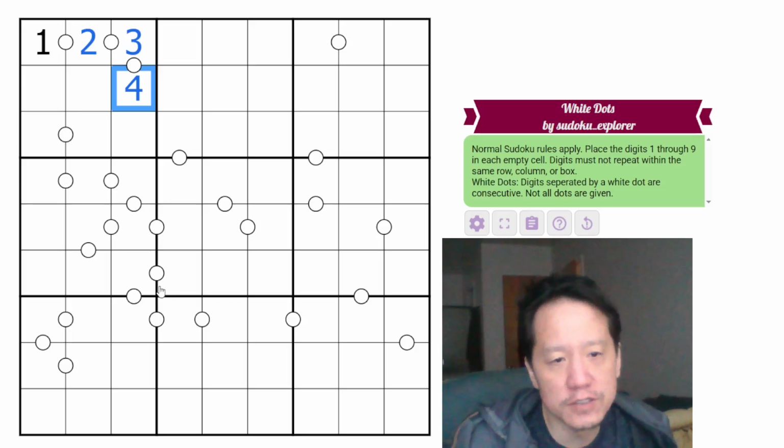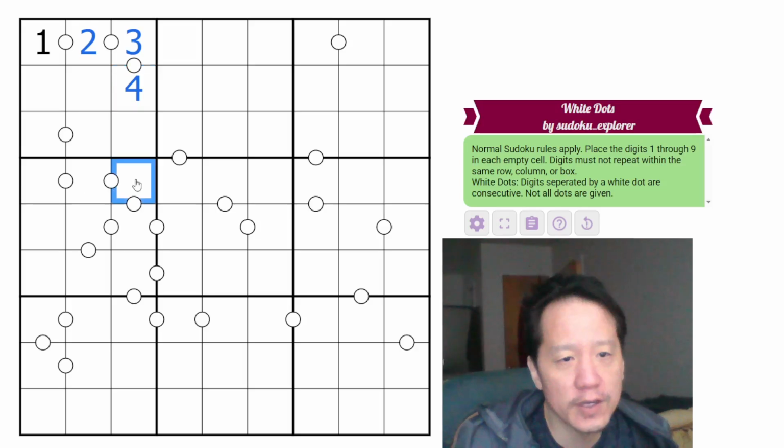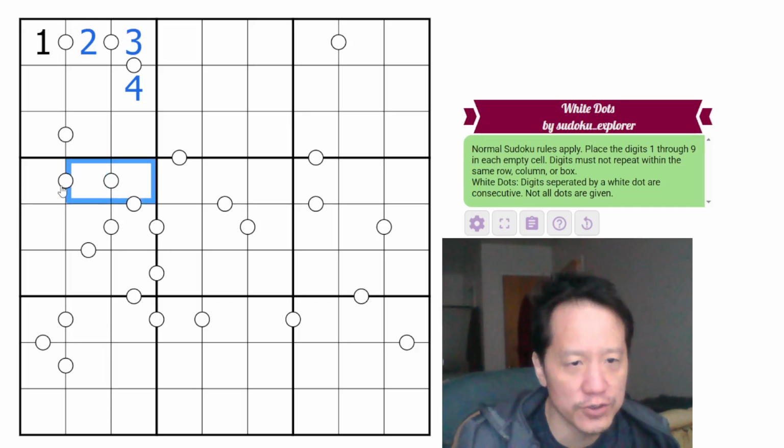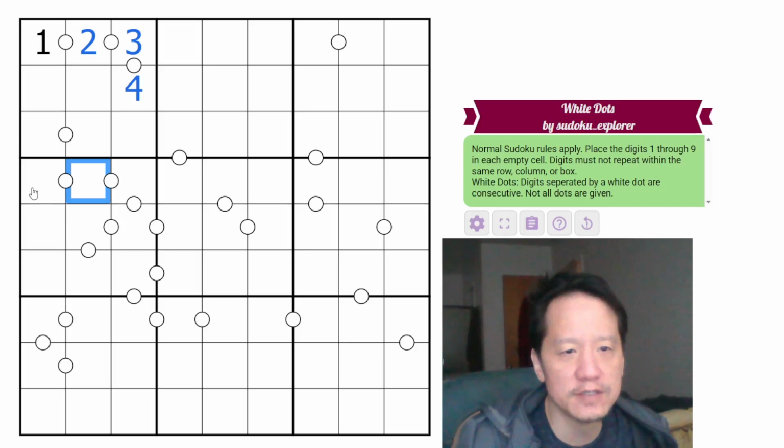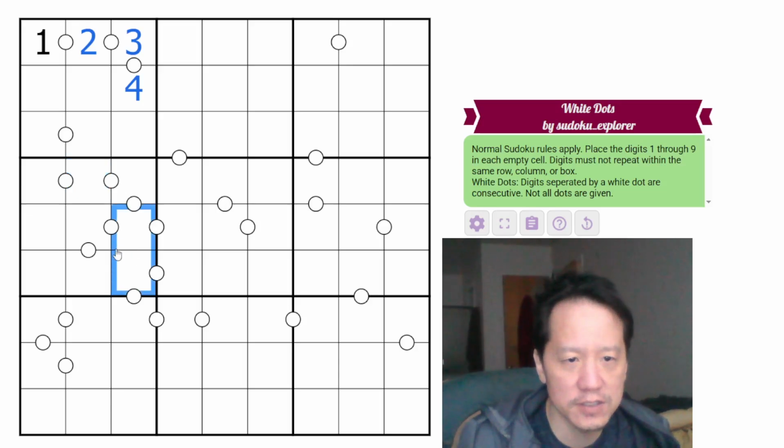The next question is, where can 1 be in this box? Because 1 can only have one digit that it's next to. So it cannot be here, cannot be here, cannot be here, because those all have 2 unique digits that it's next to. This one is consecutive with this and this. This one's consecutive with this and this. So where does the 1 have to be? It has to be here.